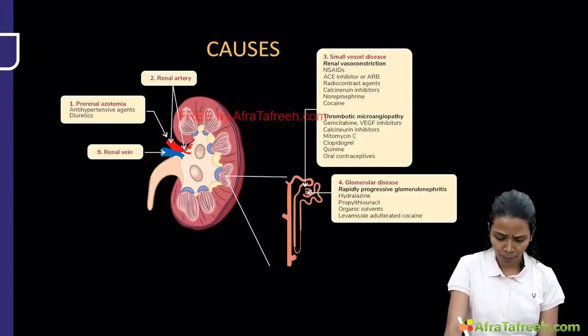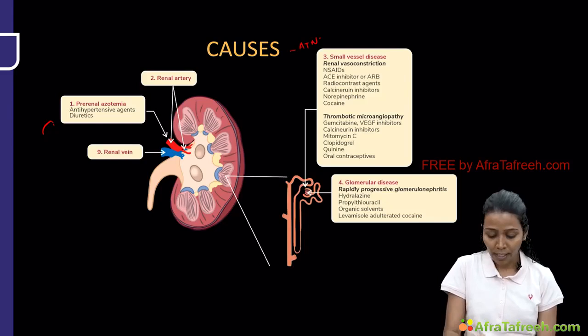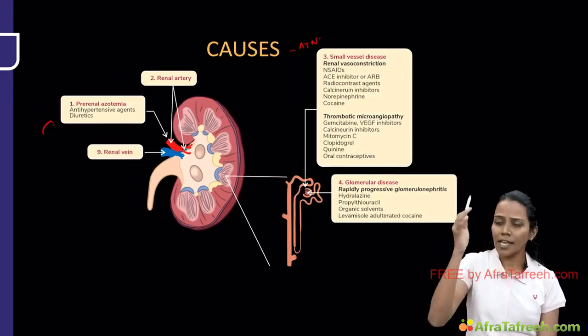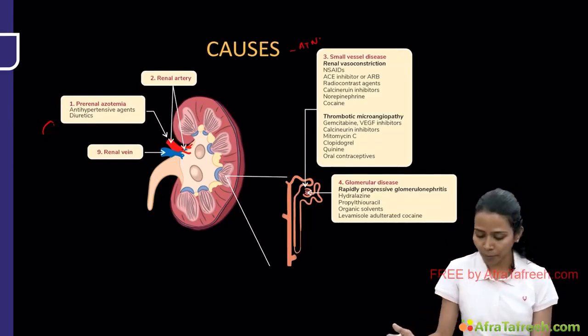Coming to the causes of acute tubular necrosis. First, excessive prerenal causes can lead to acute tubular necrosis, like antihypertensive agents and diuretics. Now, renal artery causes, like we already discussed, such as renal artery thrombosis. See, any prerenal cause, when persisting for a longer time, can lead to acute tubular necrosis.